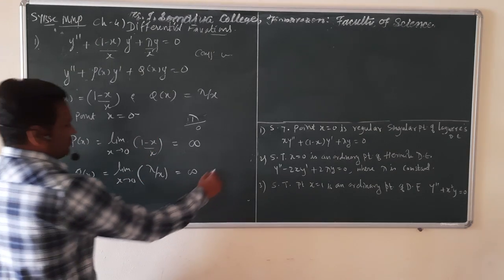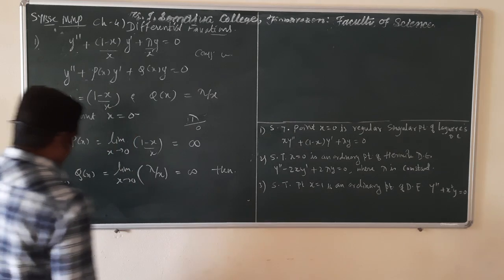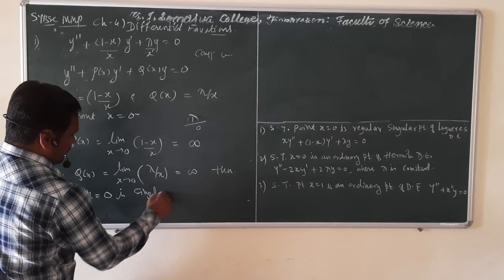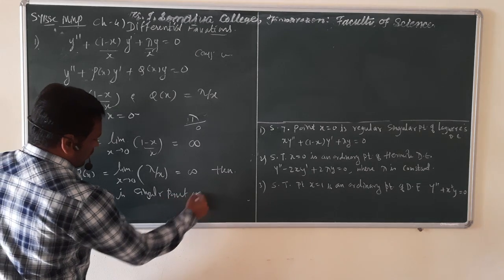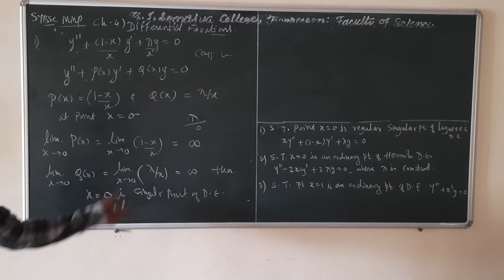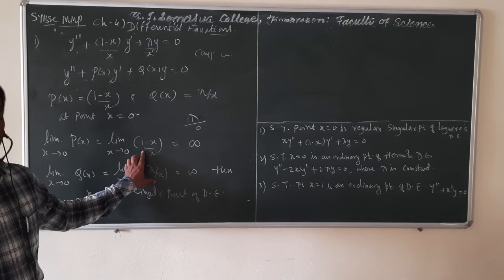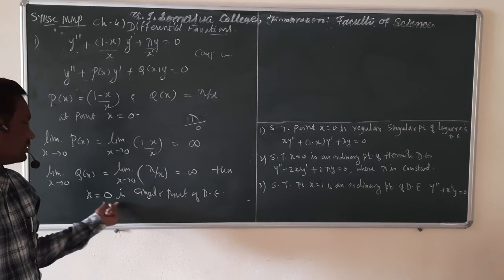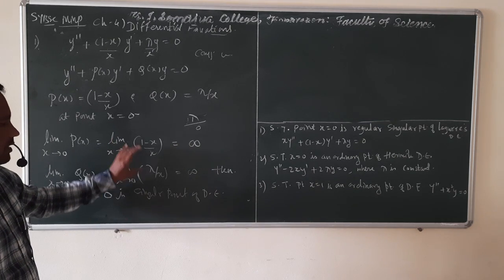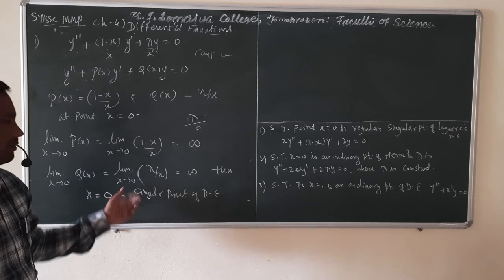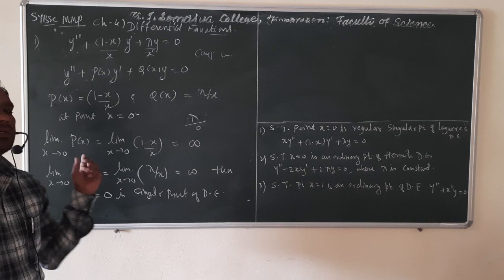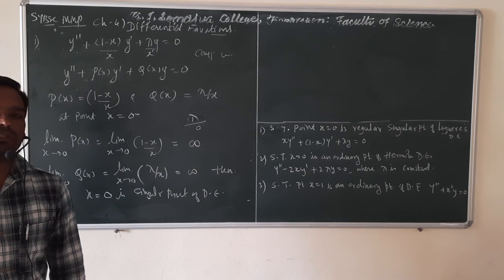Then x is equal to 0 is a singular point of the differential equation. If both these limits remain finite, then and only then x is equal to 0 is an ordinary point. If this limit or both remain infinite, then we can say that x is equal to 0 is a singular point of the given differential equation.